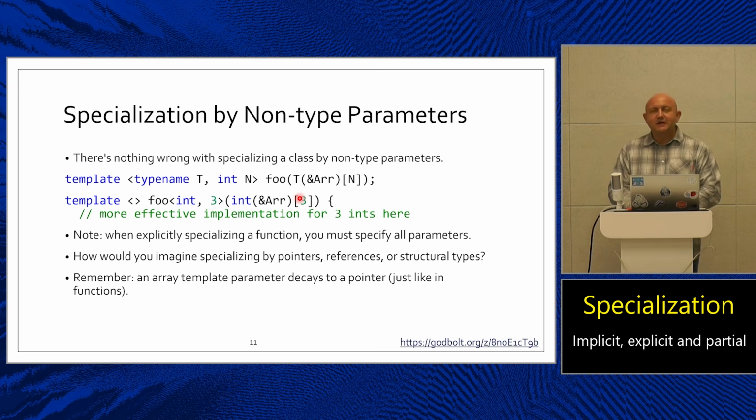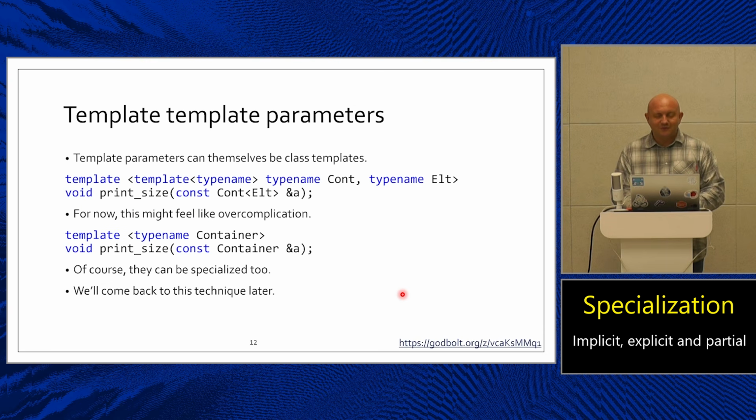And this principle extends to other non-type parameters as well, like pointers, references, structural types. Just remember that an array template parameter decays to a pointer just like it does in regular functions. And you may also click on this link and see some fascinating examples. Let's not spend our time on this.